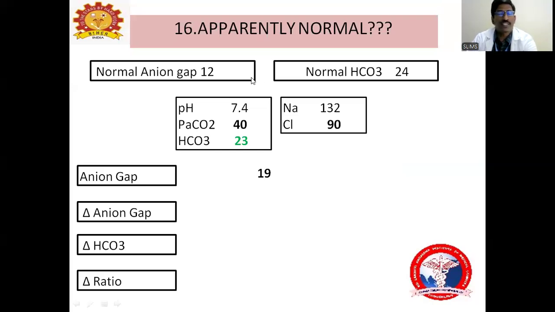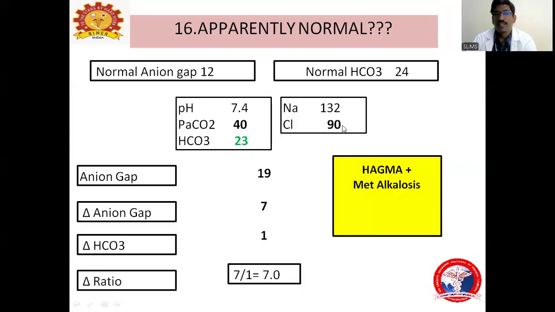Now look at another scenario, 7.4. pH is near normal, bicarbonate is 23, PaCO2 is 40. It looks perfectly normal, but until you see the sodium and chloride, here 132, 90. So what happens to the anion gap? It increases. It is called high anion gap metabolic acidosis. At the same time, it may have metabolic alkalosis.